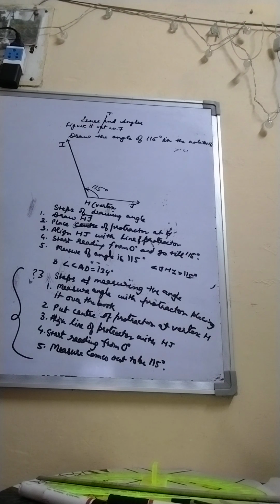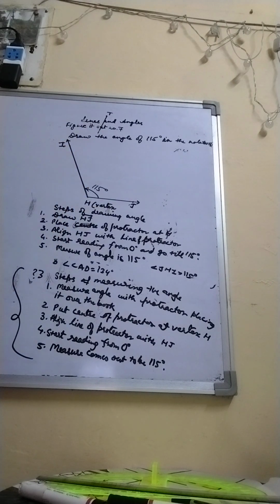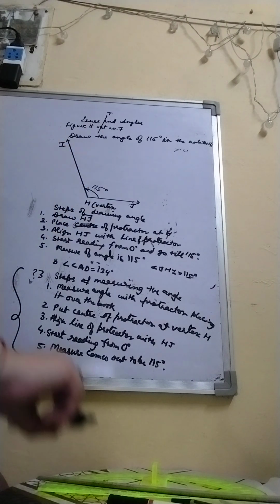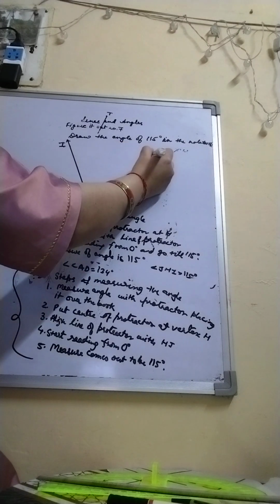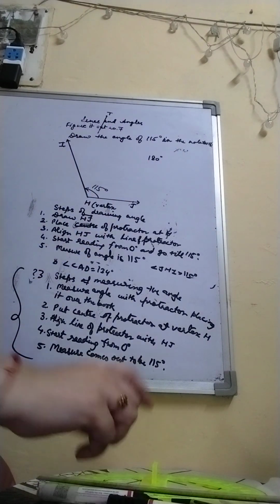Now in the next we have types of angles and their measures. We have already done acute angle. What is the acute angle? An angle which is smaller than 90 degree is called an acute angle. Then what is obtuse angle? The angle which is greater than 90 degree is obtuse angle. Then we come to straight angle. An angle of measure 180 degree is straight angle. These three we have already done.